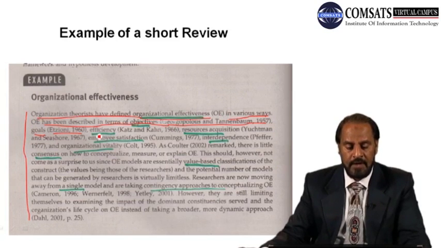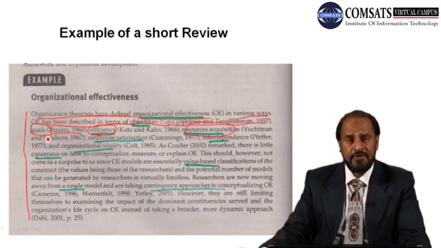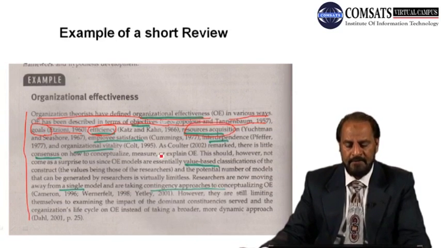So here, if you look, he has identified that some consider organizational effectiveness to be efficiency. Someone said it is goals. The third said it's resource acquisition, and so forth. So he is basically identifying the different definitions different authors have used to define OE. And then he further said that there is little consensus. Remarkably, there is little consensus as to how to conceptualize, measure or explain OE.